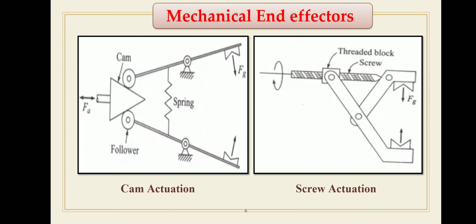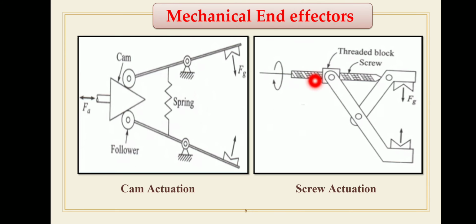It consists of a threaded block. This is simply the threaded block, and this is the screw. Then two levers, lever number one and lever number two, or finger number one and finger number two. This figure indicates an example of screw type actuation used in the gripper design.